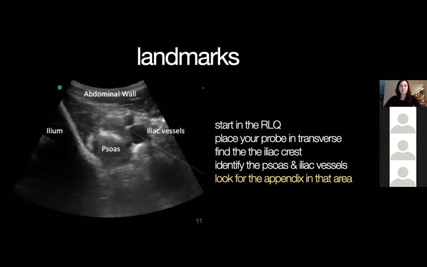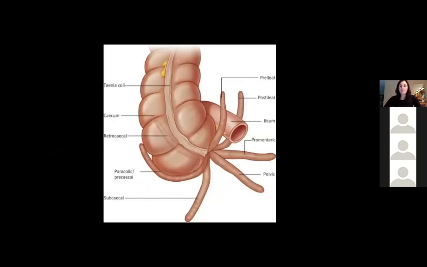Remember the anatomy. The problem with the landmark is that the appendix can lie anywhere. So that's a beautiful picture of a cecum. So that is actually the cecum all the way down. And then the appendix can take off anywhere. It can take off a little bit more superior, inferior, lateral, medial, and then retrocecal, where there's no way you're going to be able to find it, honestly, with ultrasound. So this is why you need some other techniques.